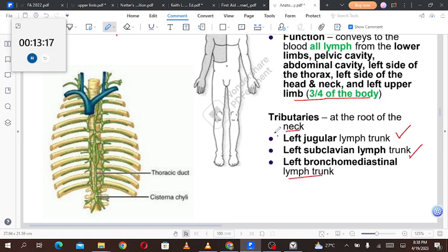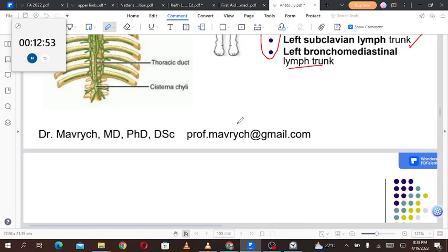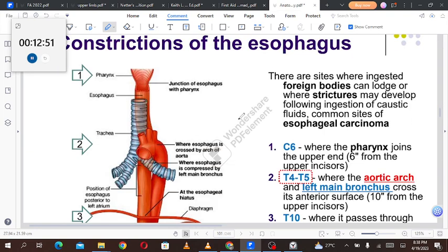So these are the three main tributaries which are present at the root of the neck: the left jugular, the left subclavian, and the left bronchomediastinal lymph trunks. So the thoracic duct is draining mainly the left side of the body. For the right upper half of the body, including the right upper limb and the right face and neck, I guess we have the right lymphatic duct or something like that. So the main thoracic duct is draining the left side of the body. That's three-quarters of the body, you may say that as well.